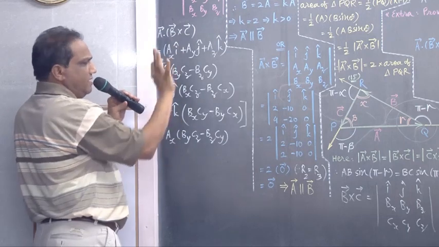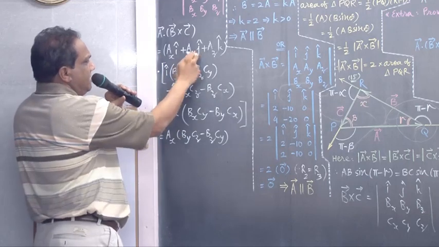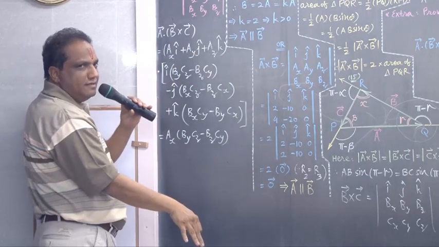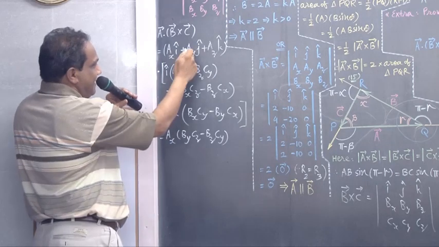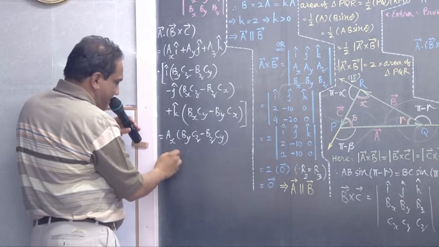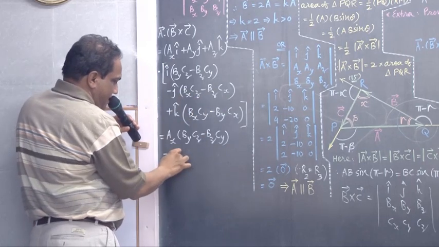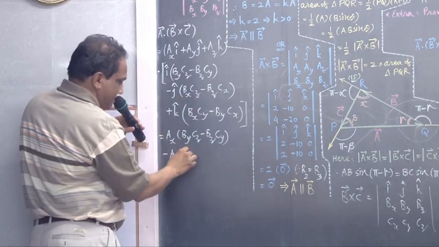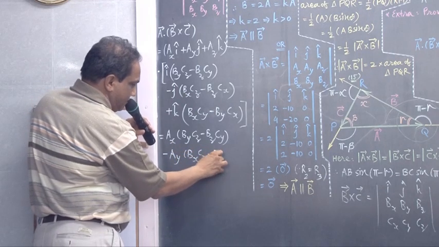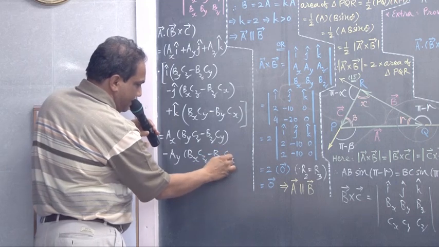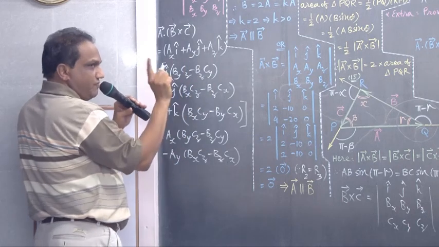i hat dot k hat is 0. j hat dot i hat is 0. j hat dot j hat is 1. Plus minus, Ay into this, Ay into this, Bx cz minus bzcx. Correct. And now tell me, j hat dot j hat is 1.